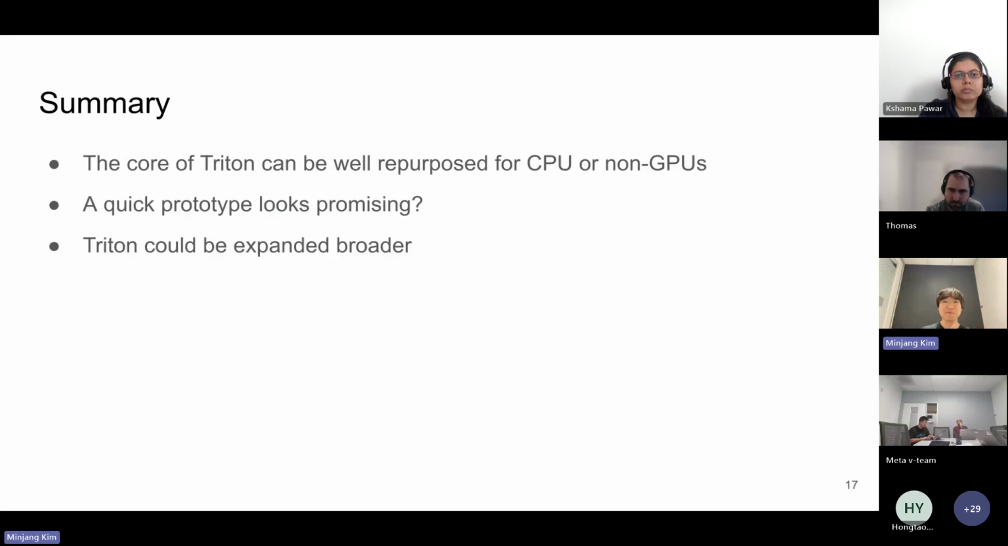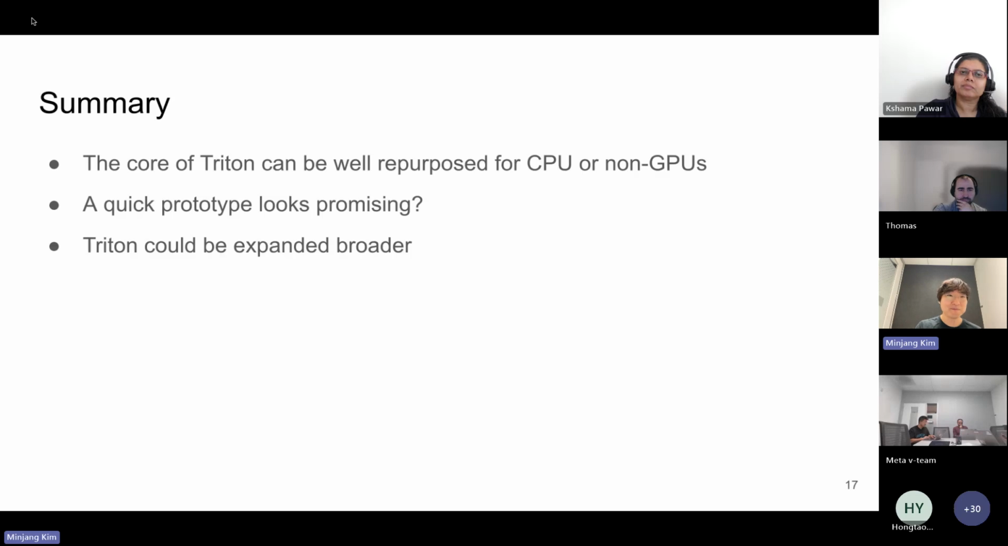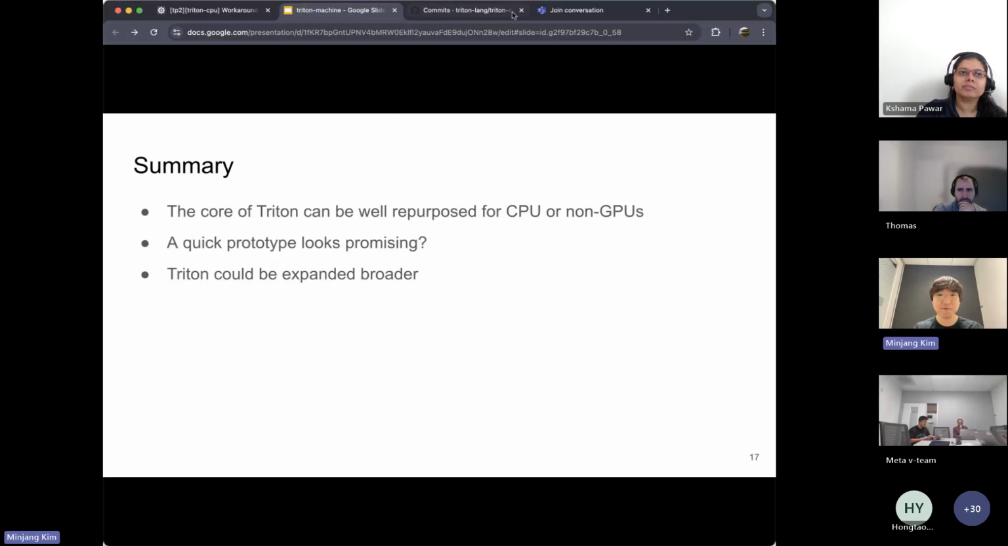Okay, so this is it. I just tried it, and very interestingly, the code of Triton actually can be repurposed, can be used for the CPU or even for non-GPU. I think it looks pretty interesting, and also Triton can be expanded more broadly. So if you are interested in this idea, we can talk, and the code is already there. So that's all I have. Any questions or feedback? I will be happy to take it.